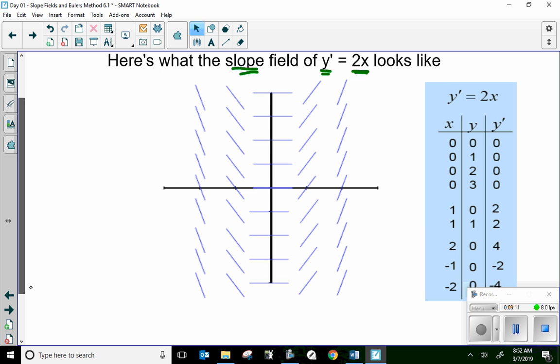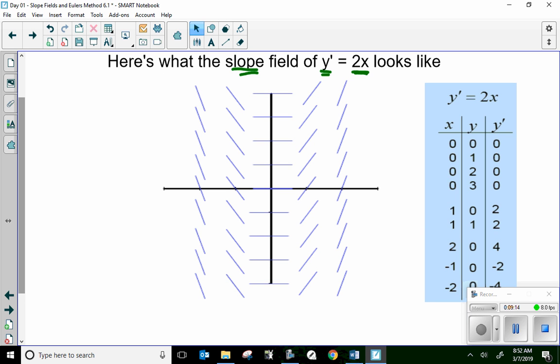And let me scroll down here, right? Each one of these lines, no matter where you look, represents the slope right at that coordinate, okay? Every one of these lines represents a slope at that coordinate. If the slope is 2x, and I know what the x value is, I can just plug the x value into 2x, and that tells me the numeric value of the slope.